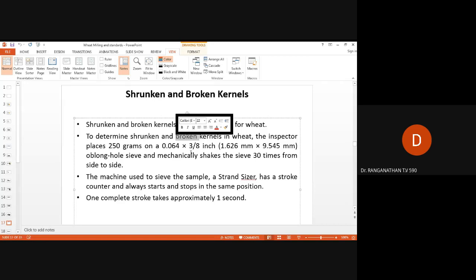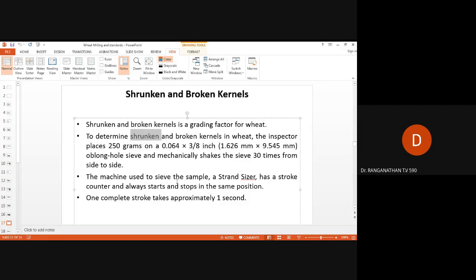And shrunken kernel is an indicator of the climatic condition to which the kernel has been subjected. Obviously, when there is a variation in the temperature between the day and the night, there can be a greater amount of shrunken kernels. Okay, so this is the thing.